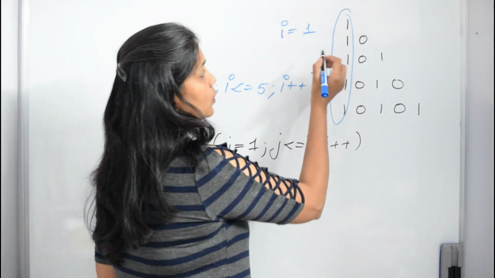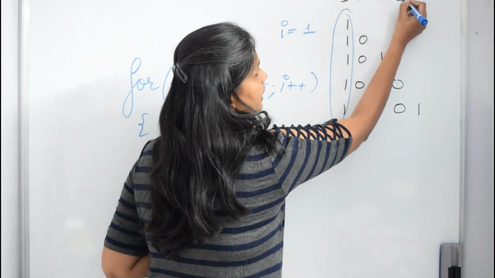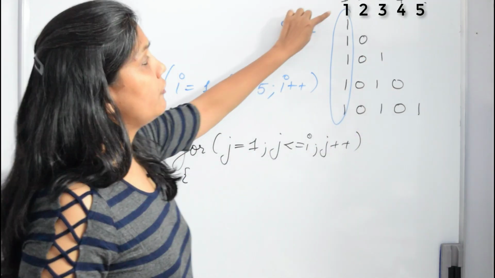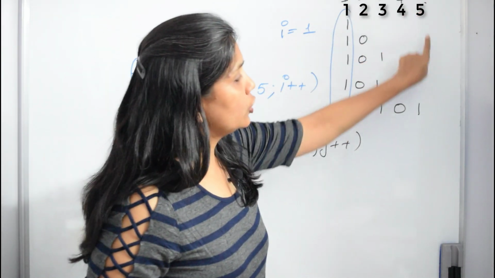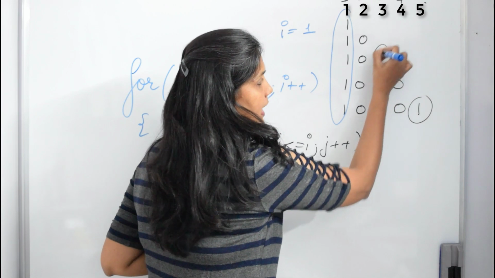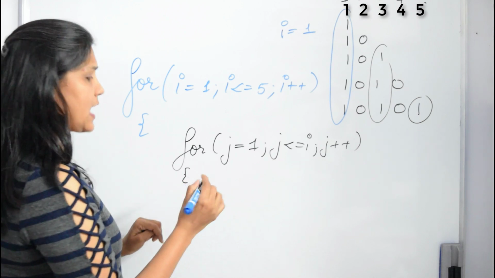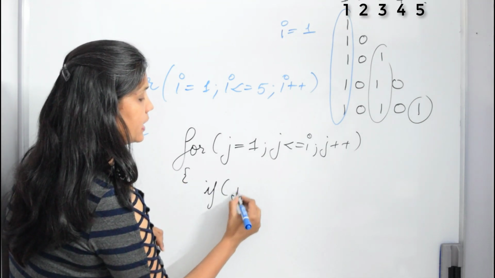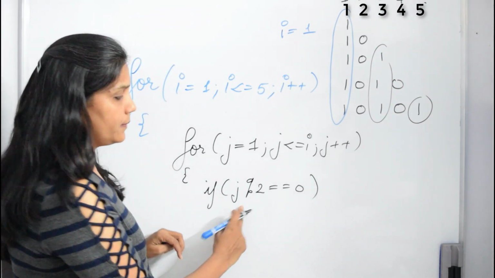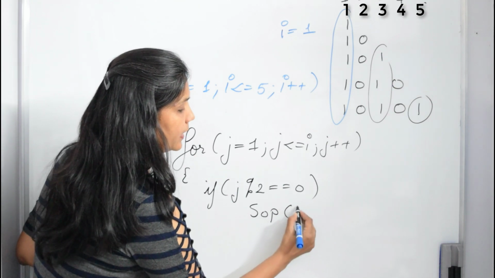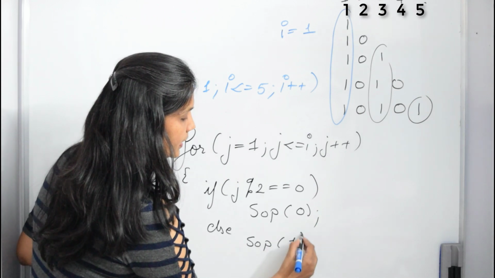If you notice, this is 1, then 2, then 3, then 4, then 5. So when my J is odd, I want to print ones, and when my J is even, I want to print zeros. So it is actually very simple. I will just check if J mod 2, whether my J is even or odd. For even, you have to print 0, else you will just say SOP and print 1.